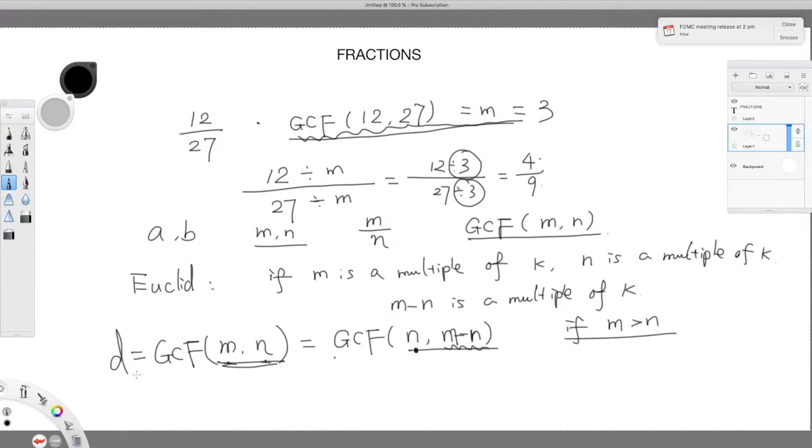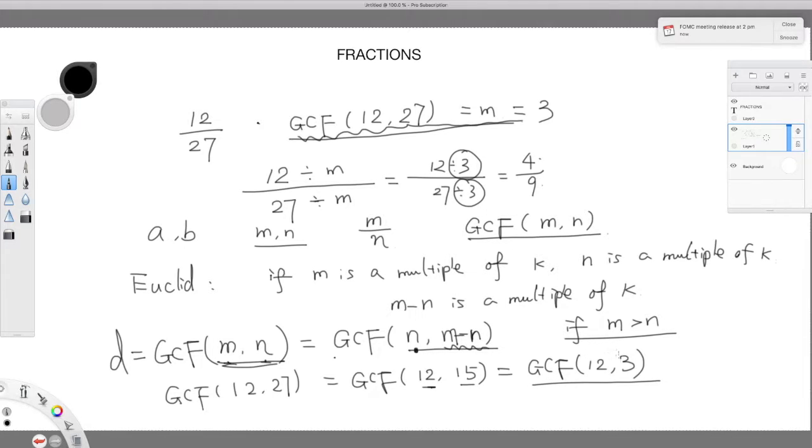Okay, so for example, the GCF of 12 and 27 is going to equal the GCF of 12 and 15. I'm always taking the smaller number and then the difference, the bigger number minus the smaller number, so 12 and 15. And we can continue this. The GCF of 12 and 15 equals the GCF of the smaller number 12 and the difference, which is 3. Now for the GCF of 12 and 3, it's obvious, right? If one number is a multiple of another number, then the GCF is going to be the smaller number. So the GCF is going to be 3. Okay? And this is the Euclidean method.